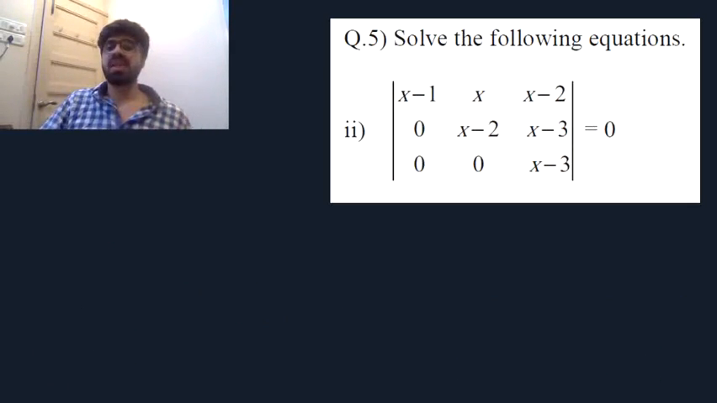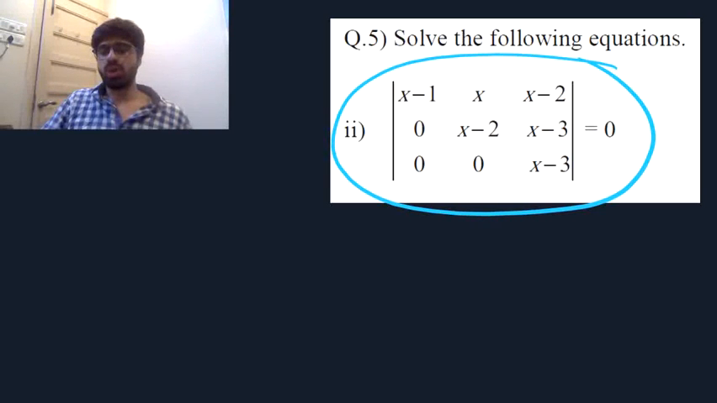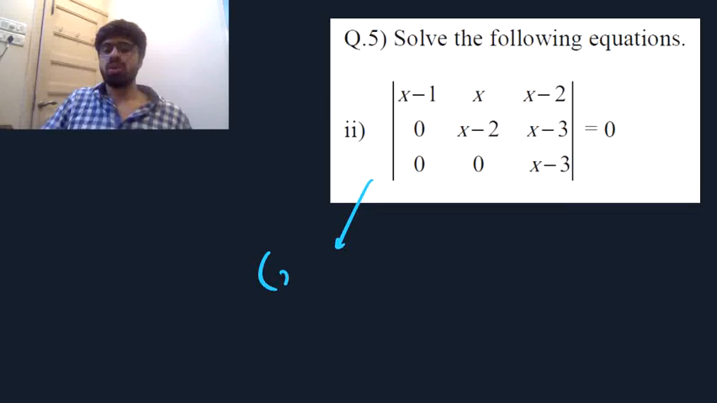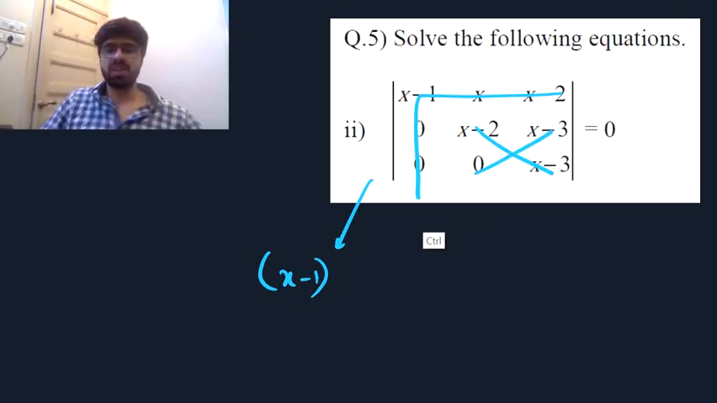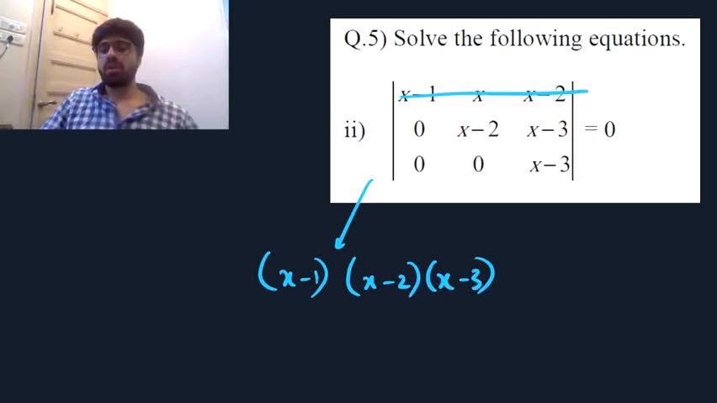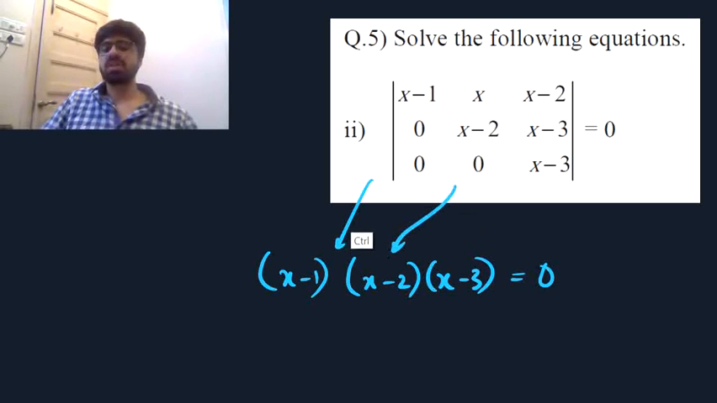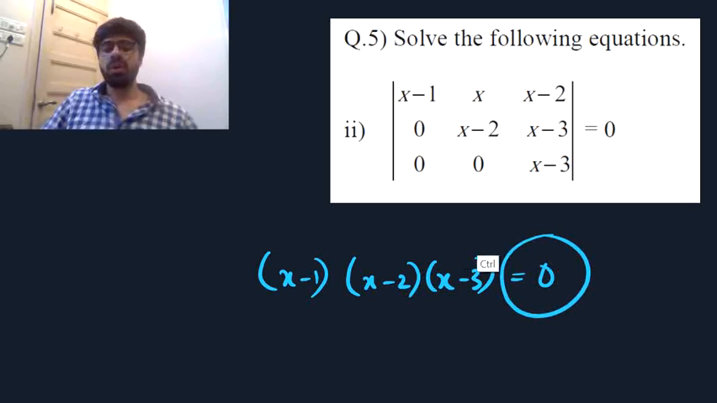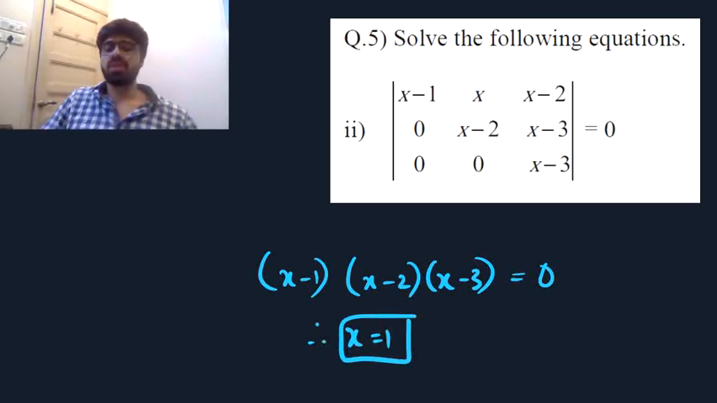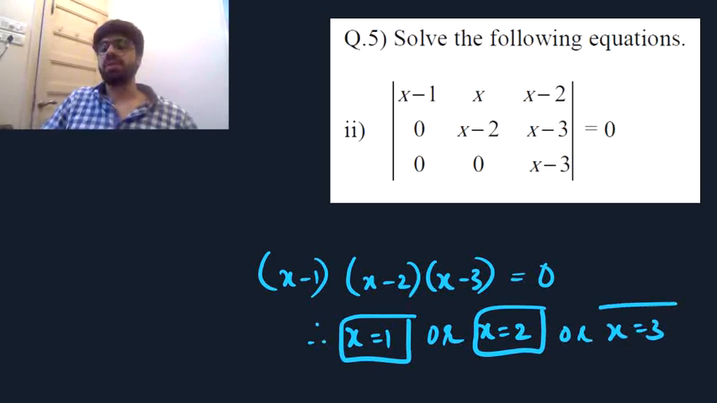And let's go ahead with the second part of the fifth question. To solve this, all you need to do is simply expand the determinant. So that will be x minus 1 into x minus 2 into x minus 3 minus x into 0 plus x minus 2 into 0. So the last two terms are anyway 0. So we have the value for the determinant as only the first term, and that value has been given to us as 0. So from here we can say that x will either be equal to 1 or x will be 2 or x will be equal to 3.